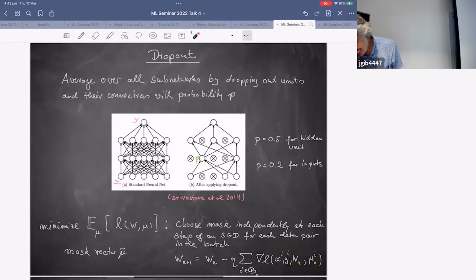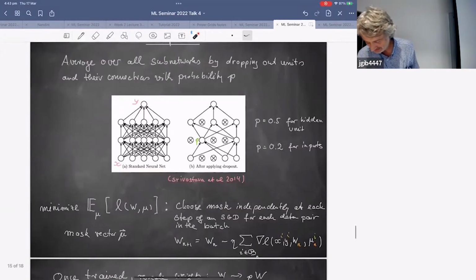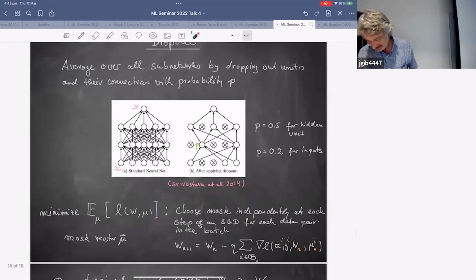And now, how does this work? You don't want to now do a sample over 2 to the n networks. That would be far too expensive. So what these people here, Geoffrey Hinton, did is the following. They say, okay, we have some kind of mask vector that tells us who is on, who is off. Okay, and ideally what we would like to do is average over all those mask vectors. Okay, and what they do is the following. You do it in the gradient descent.